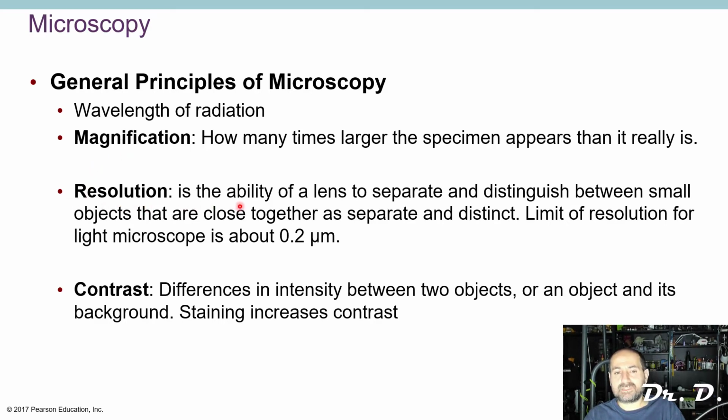Resolution is the ability of a lens to separate and distinguish between small objects that are close together as separate and distinct. So what does that mean? Imagine you have two tiny dots, and those two tiny dots are getting closer and closer together. At what point are you going to see one dot, even though the two dots are not touching? That's the resolution limit, okay?